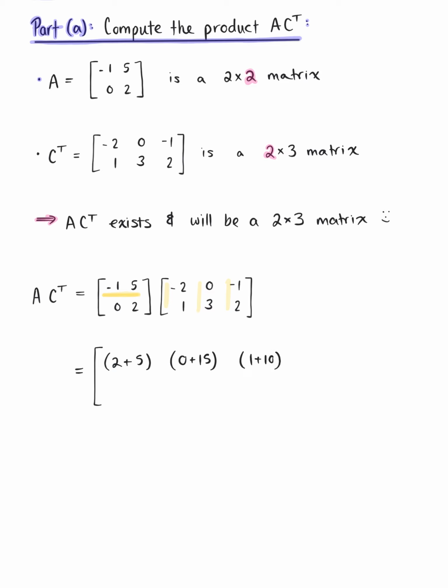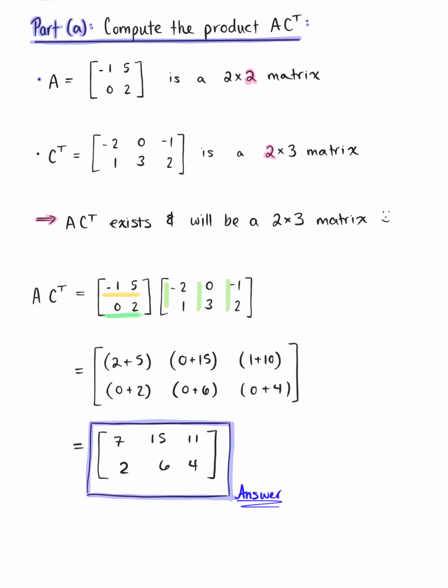1 plus 10. Now we have the second row of A times the first column of C transpose, which gives us 0 plus 2. We have the second row of A times the second column of C transpose, giving us 0 plus 6. And the second row of A times the third column of C transpose, giving us 0 plus 4. And simplifying, we are left with the 2 by 3 matrix 7, 15, 11, 2, 6, 4. So there you have it. This is the product of matrix A with C transpose.